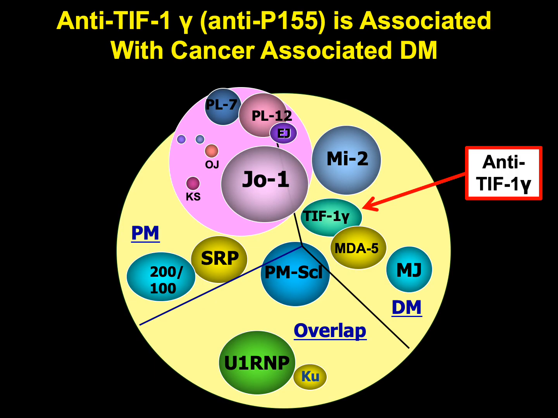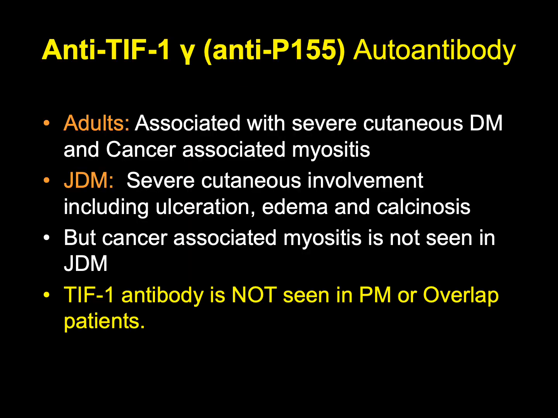Next is another antibody called anti-TIF1 gamma antibody. Now, this antibody is highly associated with cancer-associated dermatomyositis. This autoantibody behaves differently in adult as compared to juvenile dermatomyositis, or in kids. In adults, this is associated with severe skin rashes of dermatomyositis and underlying cancer associated with myositis.